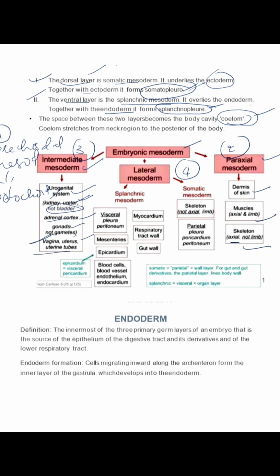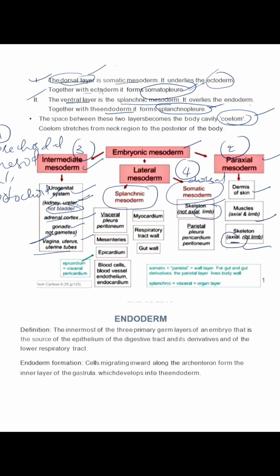Now come to lateral mesoderm. This lateral mesoderm is divided into splanchnic mesoderm and somatic mesoderm. This somatic mesoderm is also called dorsal layer. Here we studied in the first line. And the splanchnic mesoderm is the ventral layer. Now, somatic mesoderm is forming the skeletal. Here it is forming the limbs. Okay. Here it is forming only axial skeleton. Here it is limb skeleton.